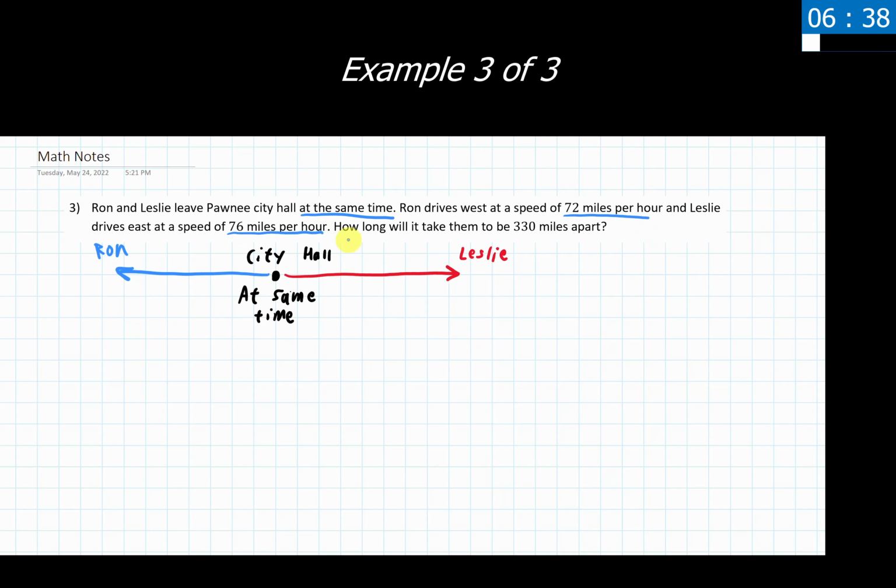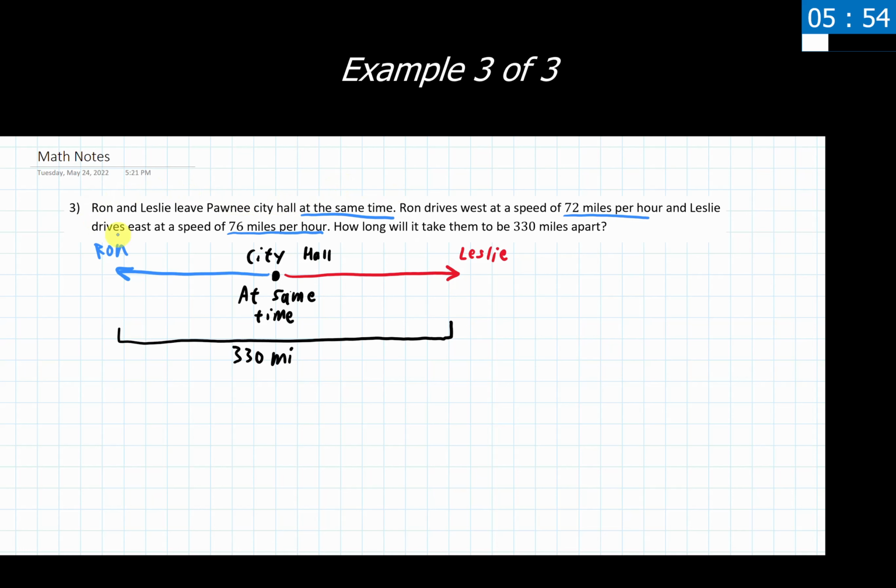So, what else do we know about this? Well, we're being asked, how long will it take them to be 330 miles apart? So that does not mean how long until Ron has traveled 330 miles or how long until Leslie has traveled 330 miles. It's how long until the distance between them is 330 miles. Now, similar to our previous problem, do I know exactly how far Ron will have traveled? No, I have no idea what that distance will be. Do I know how far Leslie will have traveled? No, I have no idea how far that distance would be.